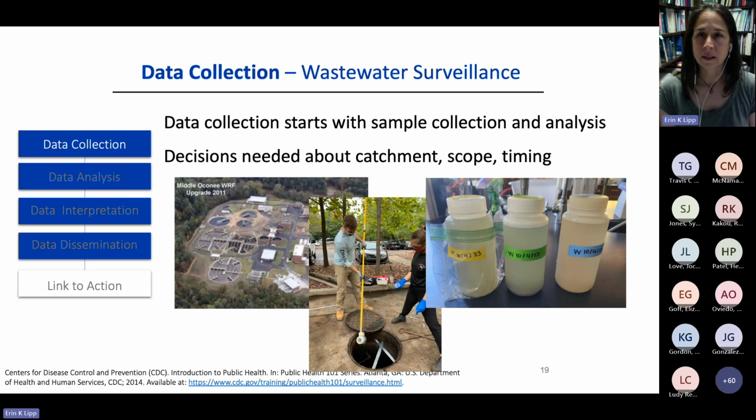It's not as helpful to do it as a one and done. You want to be able to take samples on a regular basis. Oftentimes, I think the sweet spot has been 2 to 3 samples a week. One sample a week still gives you a lot of information. Some places with capacity have done daily.